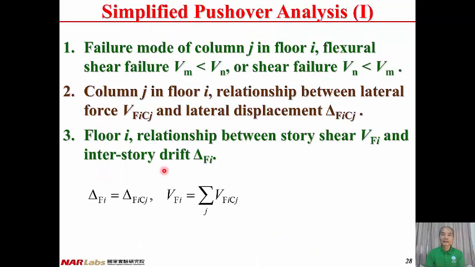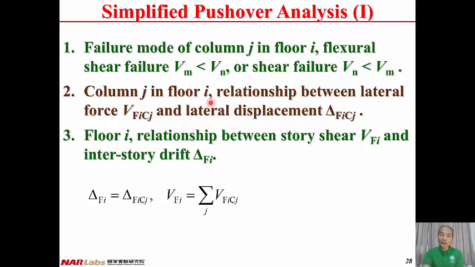And here's a procedure for simplified pushover analysis. Step 1, we have to determine the failure mode of the columns. If Vm is less than Vn, then we have shear failure. If Vn, we have flexural shear failure. If Vn is less than Vm, then we have shear failure. And according to the failure mode, we can find out the force relationship of the column.